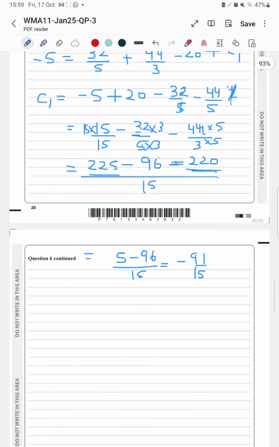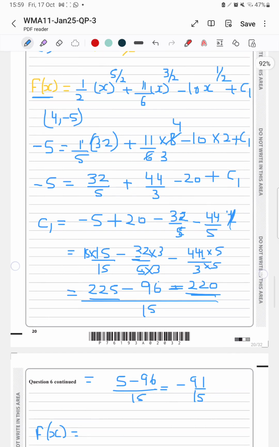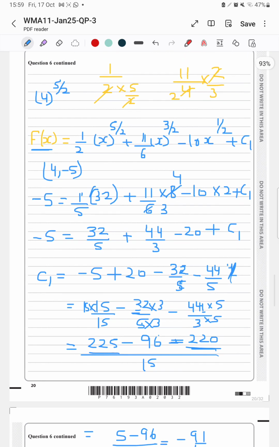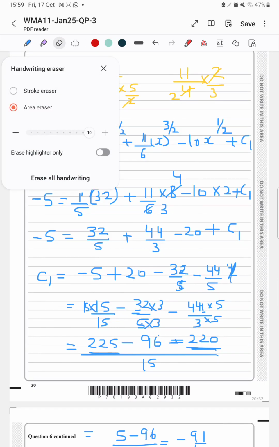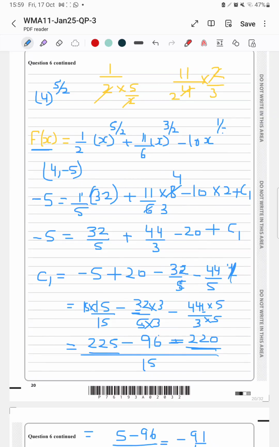So we can get our equation of f of x very easily now. You just replace your c1, you have to write the full equation as it is here. We just need to subtract minus 91 divided by 15. This will be the equation.